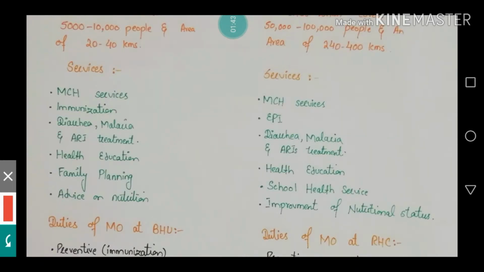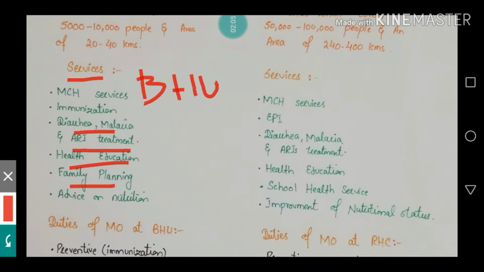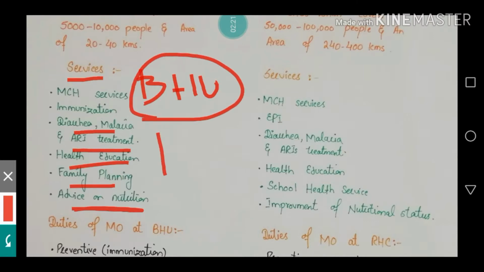So talking about the services which are provided in the basic healthcare unit, they include maternal child healthcare services, immunization, diarrhea, malaria and acute respiratory infection treatment, health education, family planning and advice on nutrition. The services which must be provided at a basic health unit are actually the elements of primary health care.